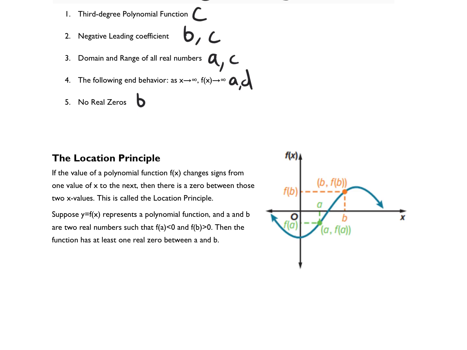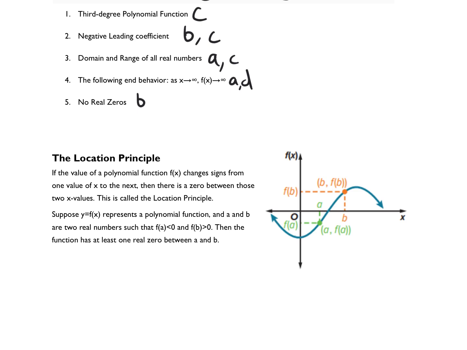So suppose y equals f of x. The blue line here represents a polynomial function. A and B are two real numbers, so A and B are both x values. And f of A is less than 0, so it's below the x-axis. F of B is greater than 0, so it's above the x-axis.